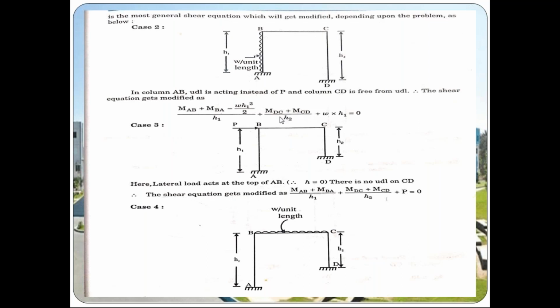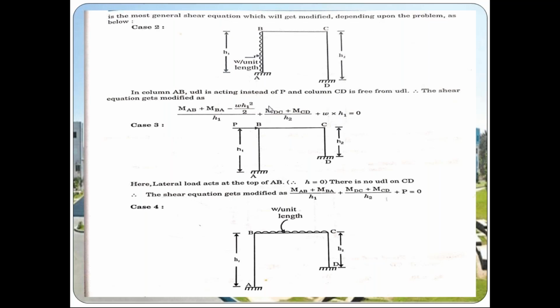Okay, only the end moments we are considering here: (MDC + MCD) divided by H2, plus here we are having a load on span AB. Because of this load, the moment plus W into H1. Okay, total load. They wrote the total load, W into H1, is the total load.